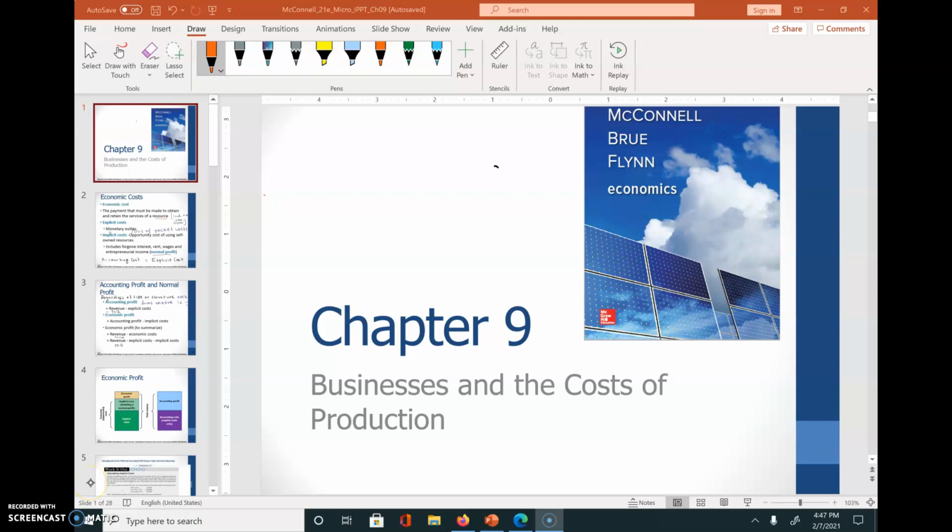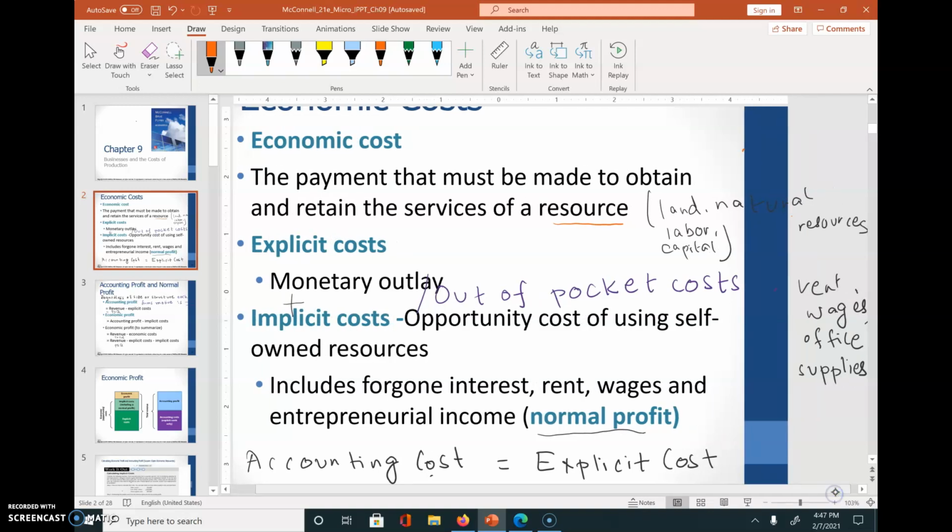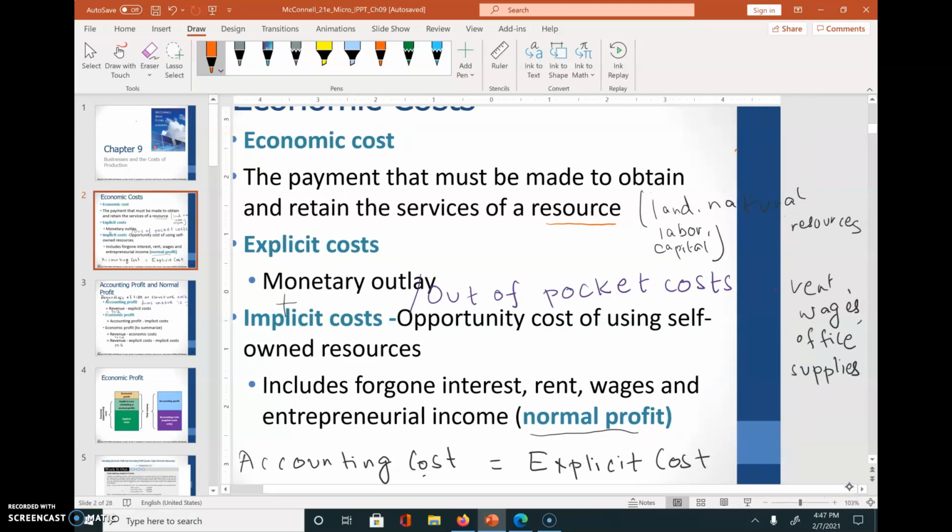Hey everyone, let's look at the chapter on businesses and cost of production. The first concept we have is economic cost. Economic cost is the payment that must be made to obtain and retain the services of a resource, for example, land, labor, capital, or any other natural resources. Economic cost includes the explicit cost and implicit costs.